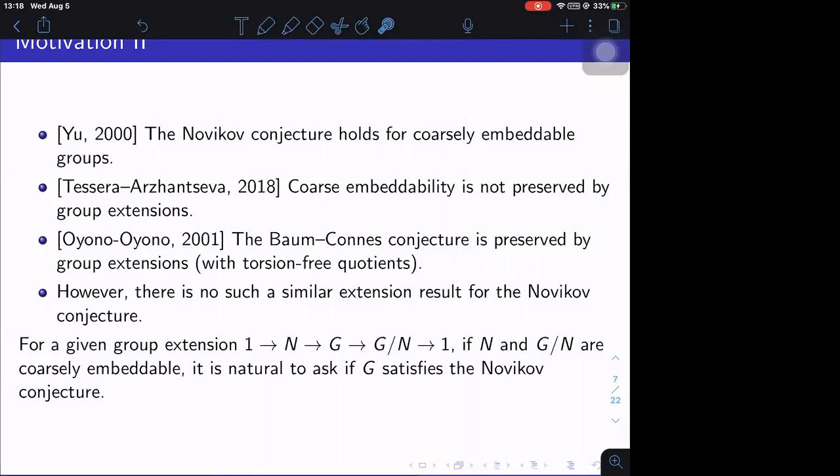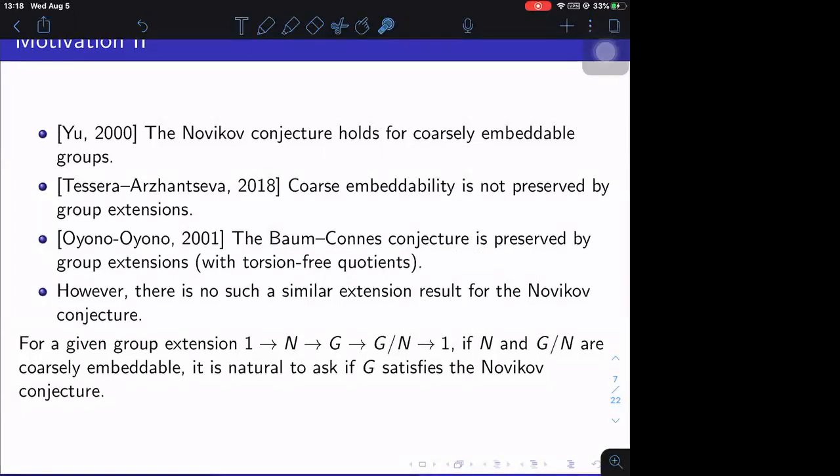But for the Novikov conjecture, there is no similar extension result. So it's very natural to ask, if you have an extension of coarsely embeddable groups, whether G also satisfies the Novikov conjecture.